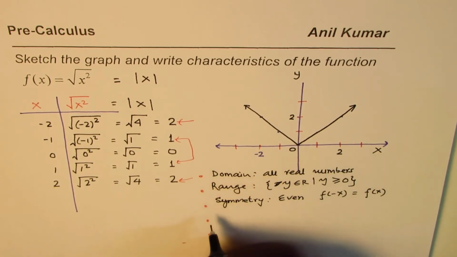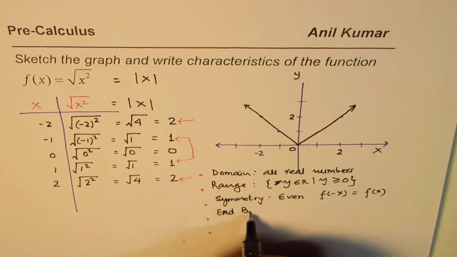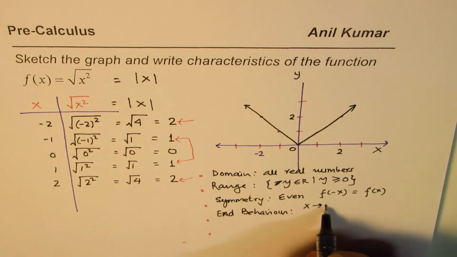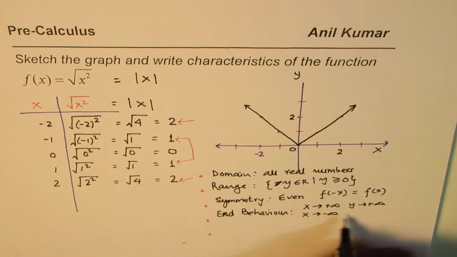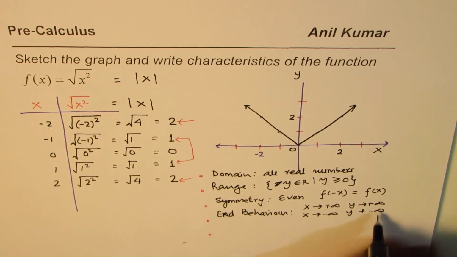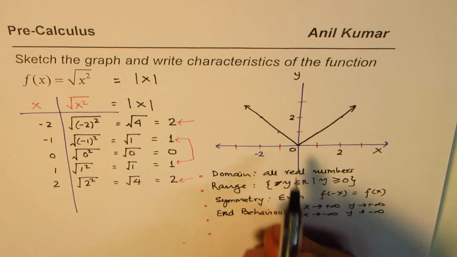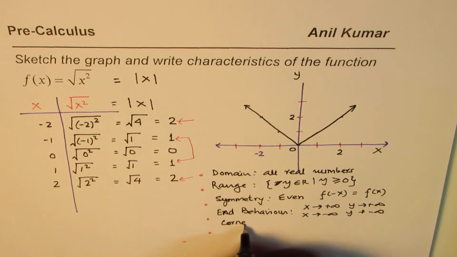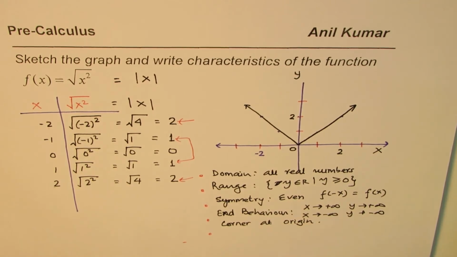And then you can say something about the end behavior, right? And end behavior is that when x approaches positive infinity, y approaches positive infinity. When x approaches negative infinity, y also approaches positive infinity, right? So likewise, you can have many different characteristics. One of the most important characteristics here is that it has a corner, right? So it has a corner at origin. Now, what does it signify?